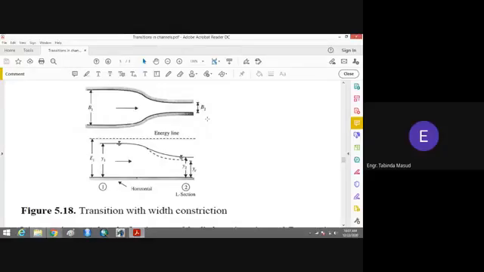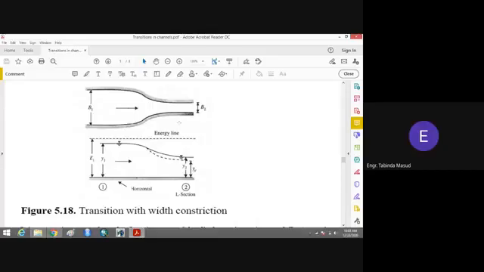So what will happen when you draw the specific energy diagram for this channel? We know that the specific energy diagram is for a constant discharge. Since in this case the discharge is not constant, you will get different specific energy curves. For example, here the discharge is different from the discharge in this contracted section. So for the channel you will have one specific energy diagram, and for this contracted section you will have a different specific energy diagram.